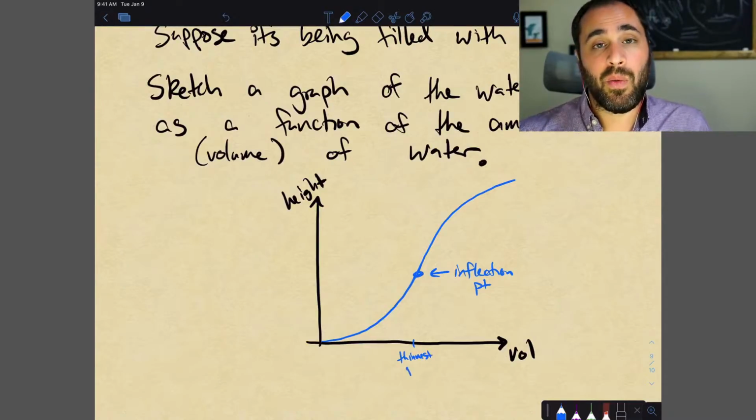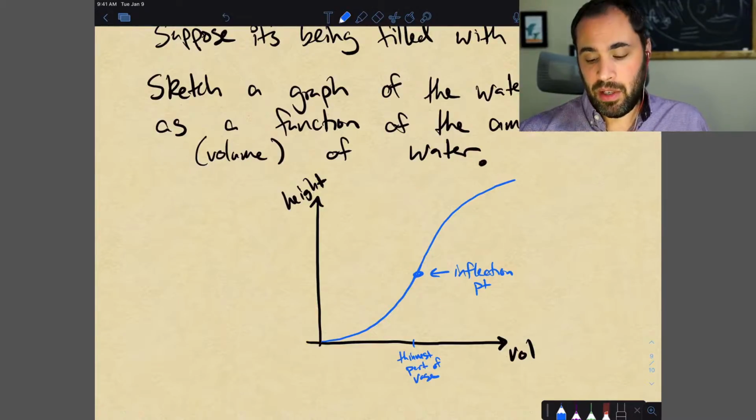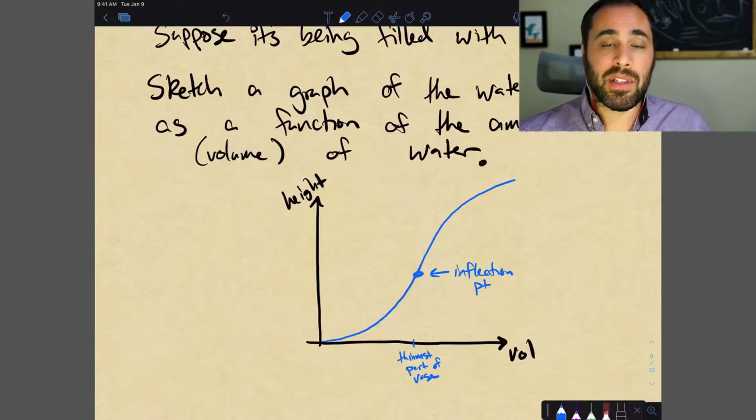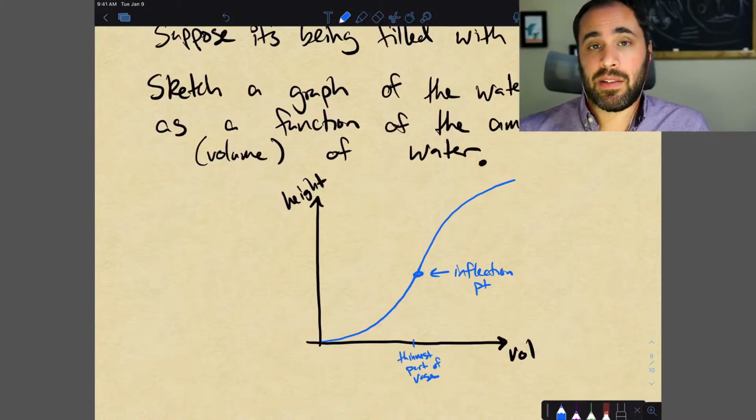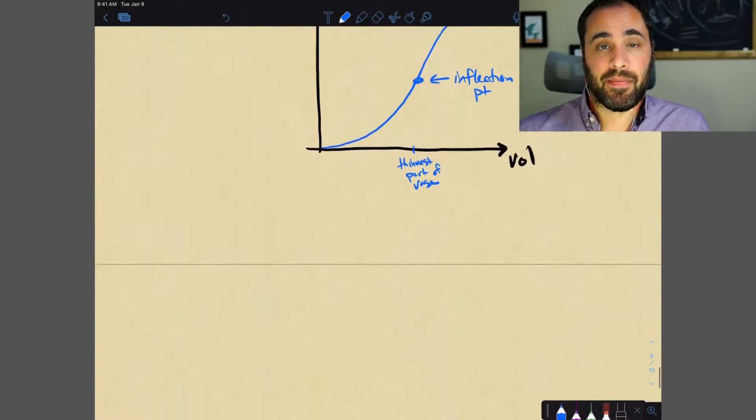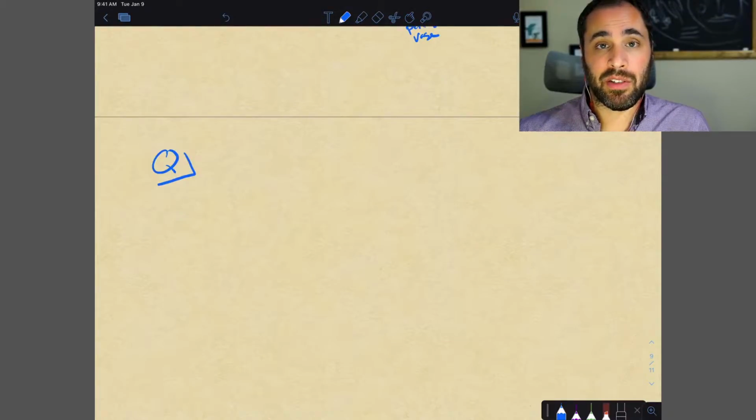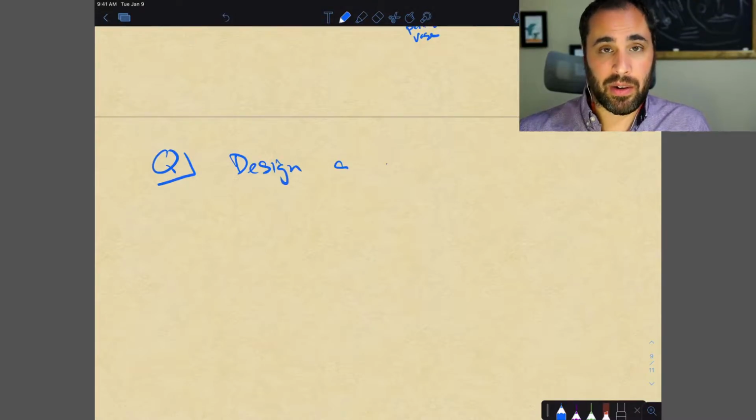And the point where our graph changes concavity, the inflection point right in the middle, corresponds to that most tapered part in this vase. So we can see sort of a physical situation of how an inflection point might happen.